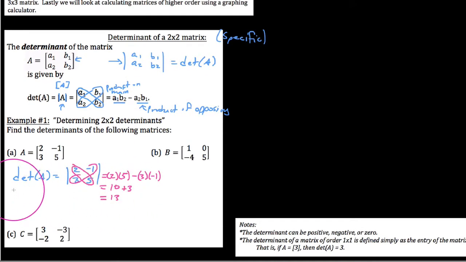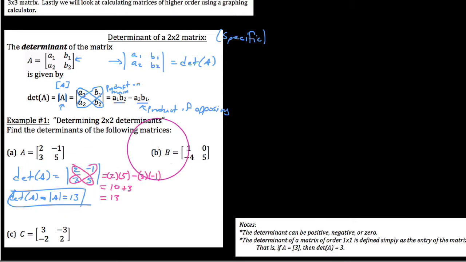So we would just literally write this. We say determinant of A, which is equal to this blocked off matrix here, which is equal to the determinant of A, this way, we could write a lot of different ways, is equal to 13. Okay, so the scalar value that's associated with this particular 2 by 2 square matrix is 13.